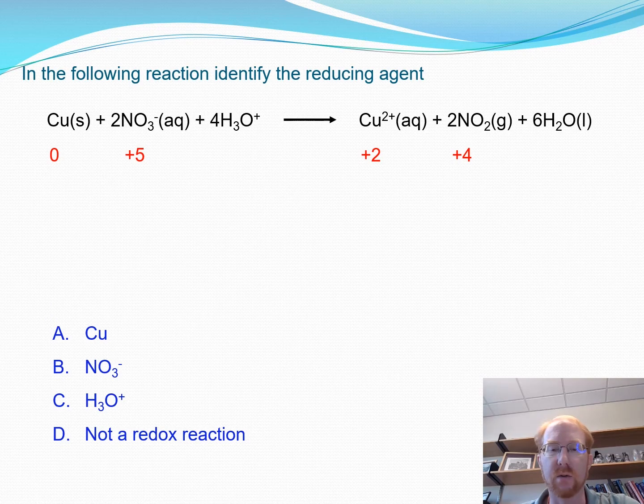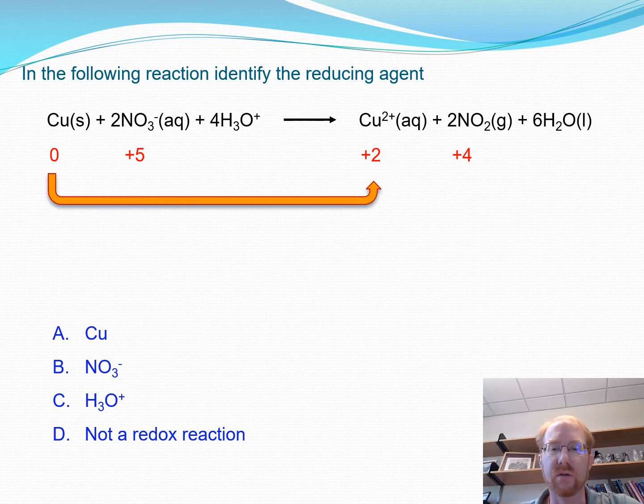So now that we've identified the oxidation numbers, we can see that copper has gone from 0 to +2. That means it's lost electrons, it's oxidized, and it is the reducing agent. So the correct answer here is A.